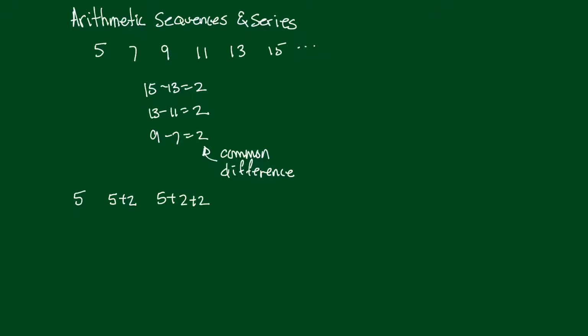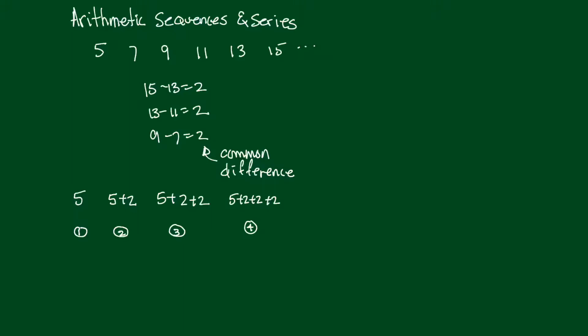All right, so here's where I am. This is the first term here. This is the second term. This is the third term. Now how do I get to that fourth term? Well, the fourth term, I'm just going to look at the third term and add 2 to it. Right, so the third term is this one. 5 plus 2 plus 2. And then I'm going to add 2 to that.